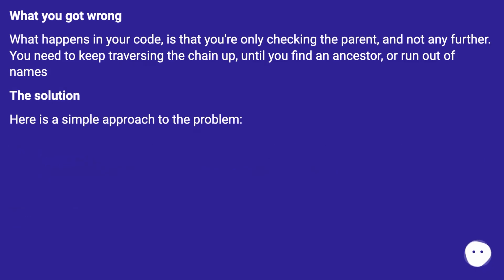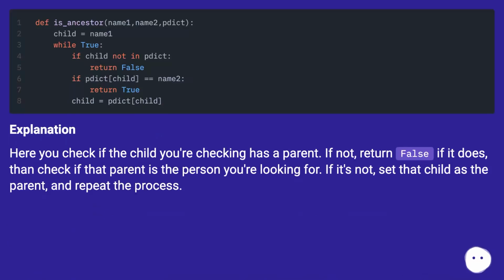What did you get wrong? What happens in your code is that you're only checking the parent and not any further. You need to keep traversing the chain up until you find an ancestor or run out of names. The solution: here is a simple approach to the problem. Explanation: here you check if the child you're checking has a parent. If not, return False. If it does, then check if that parent is the person you're looking for. If it's not, set that child as the parent and repeat the process.